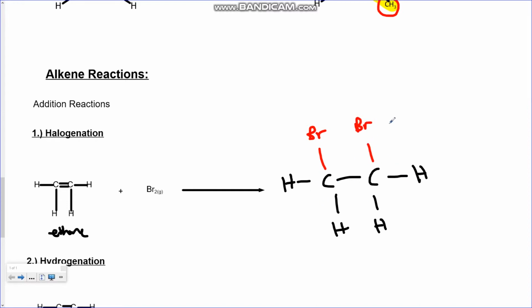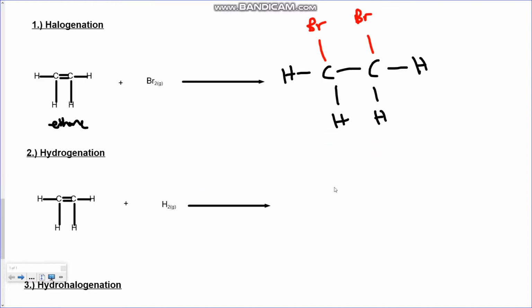This forms an alkyl halide. There's all single bonds, and here we have our halogens. So, yeah, this looks correct.